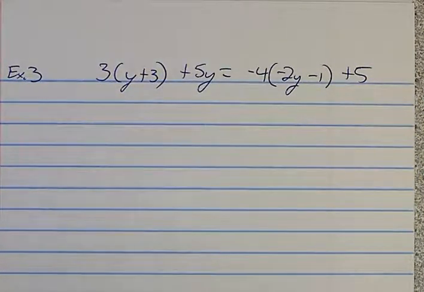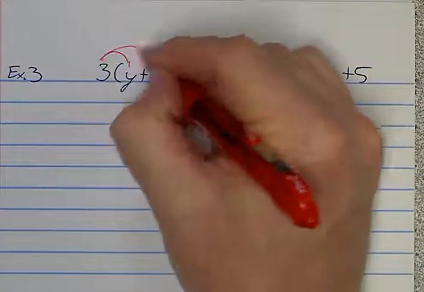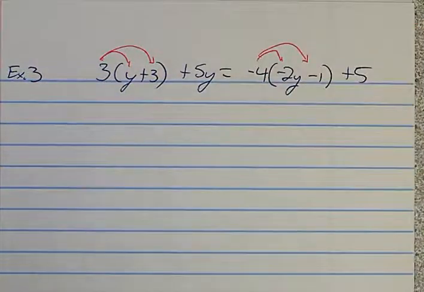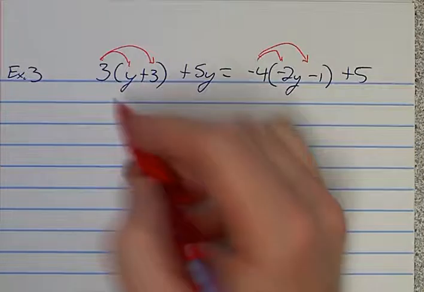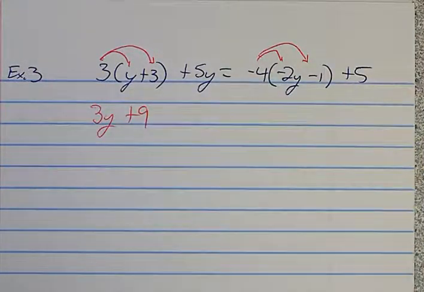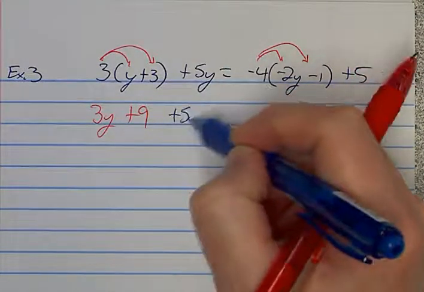All right, before we really start moving stuff around, you've got 2 things you have to do. You've got distributive property here, and you've got distributive property here. So let's get those 2 things out of the way first. 3 times y is 3y. 3 times 3 is 9. We didn't do anything with that 5y yet. It's just hanging out there.